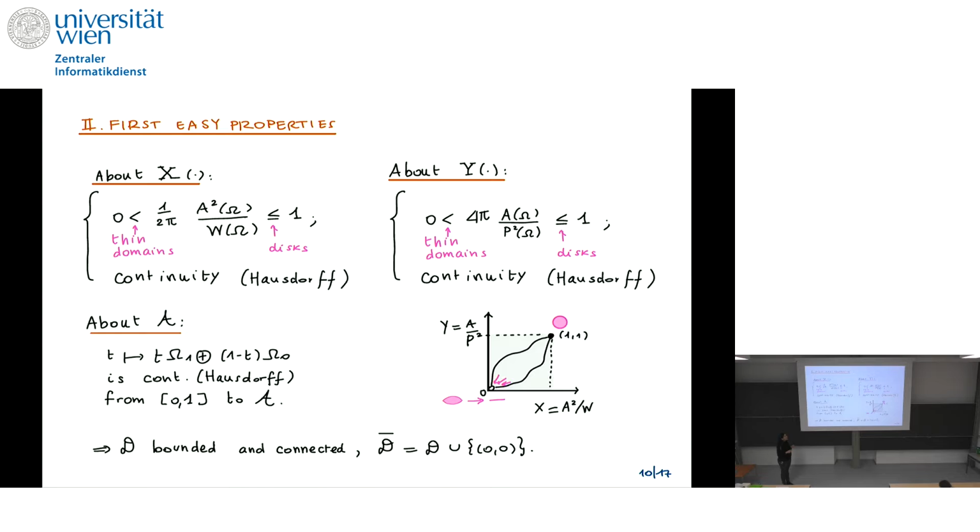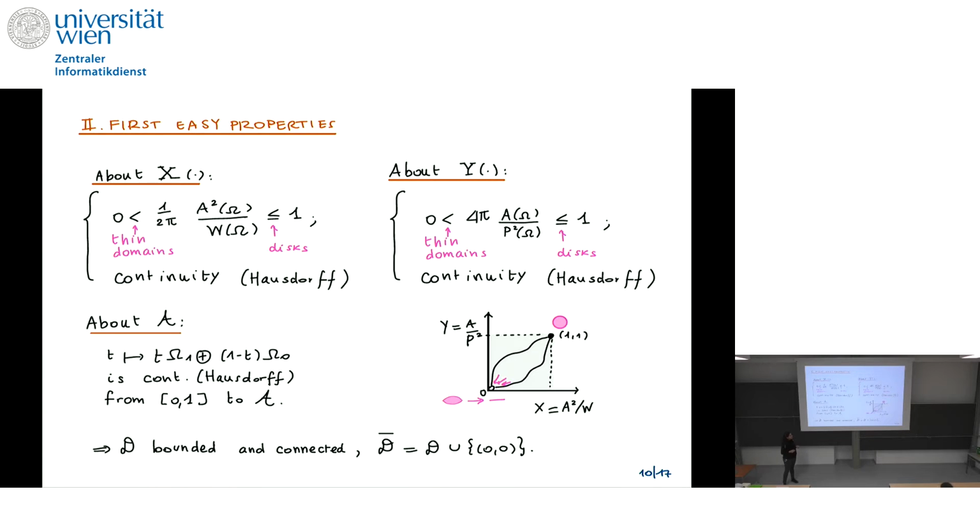You look for lower bounds and upper bounds of 4 pi times the area divided by the perimeter square. Well, the lower bound is again 0, and the upper bound is given by the isoperimetric inequality, so you have that maximizers are disks, and the value is 1. Once again, this functional is continuous. Let me give a picture of what we can deduce from this.